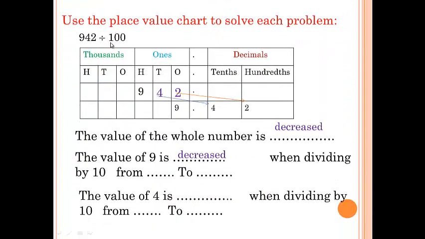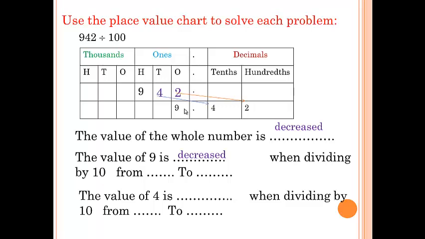Here we are dividing. Dividing means decreased. Okay. The 2 in the ones decreases to the next place after the decimal point, the 10th. So 2 will be in the 100th, 4 in the 10th, and here 9 in the ones.